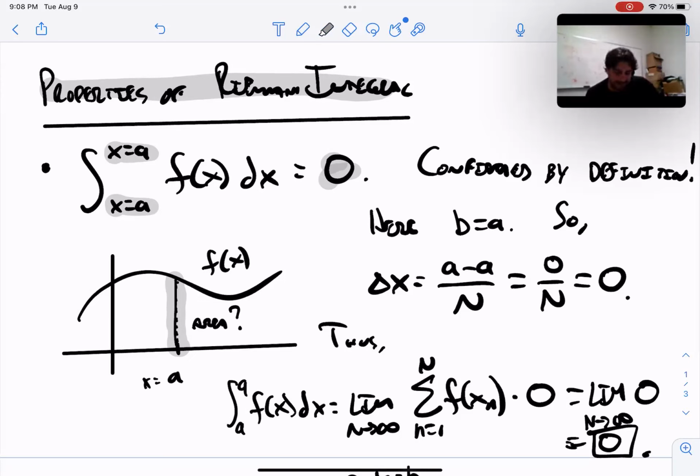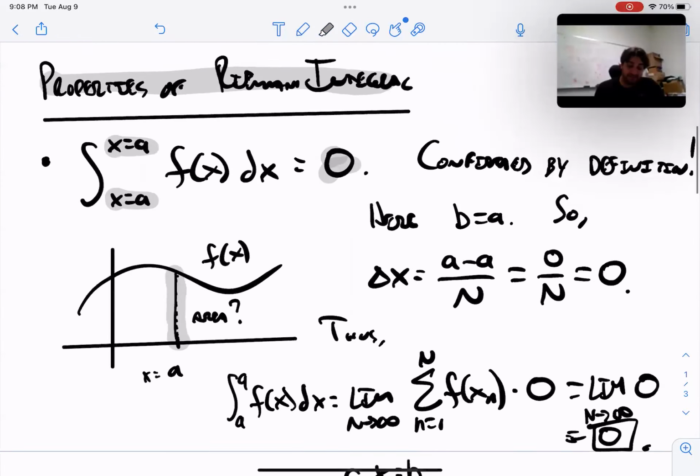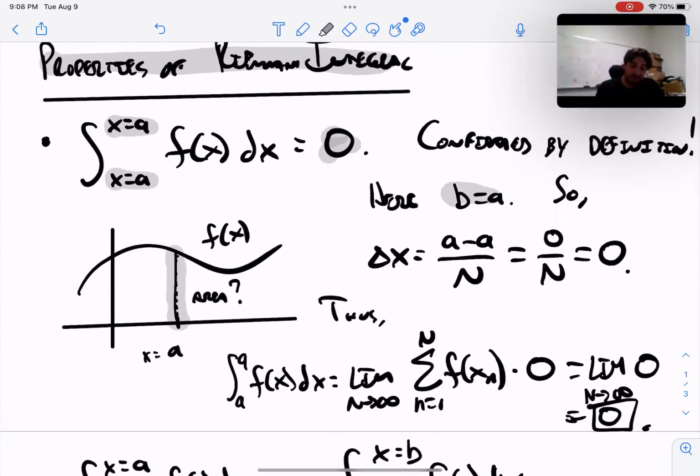Now, can we confirm that with our definition, our limit of the sum of f(x_n) times delta x? Can we confirm it with that definition? Yes, absolutely. b equals a in this setting, because it's from a to a, instead of a to b. So b is equal to a. Plug that into the definition for delta x. Instead of b minus a, now we have a minus a in the numerator. So the numerator becomes 0, which means that fraction equals 0.